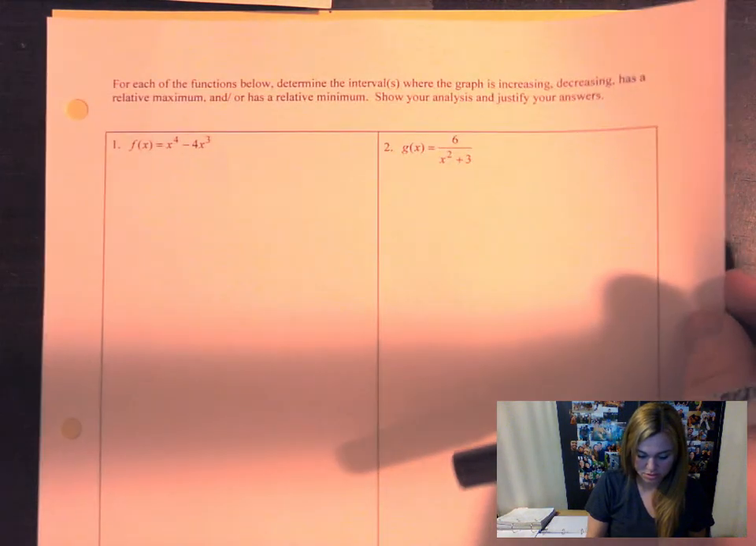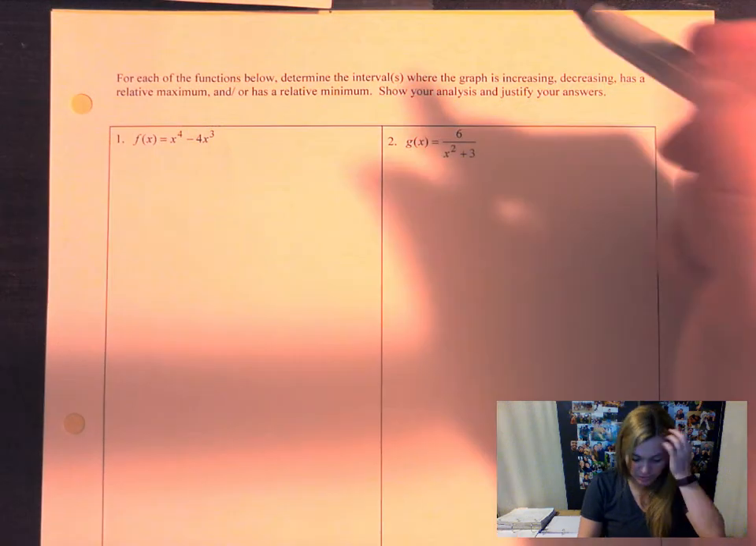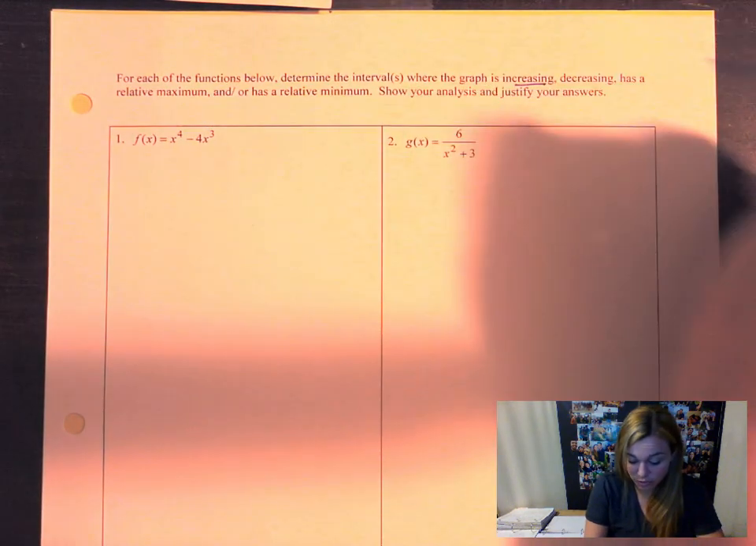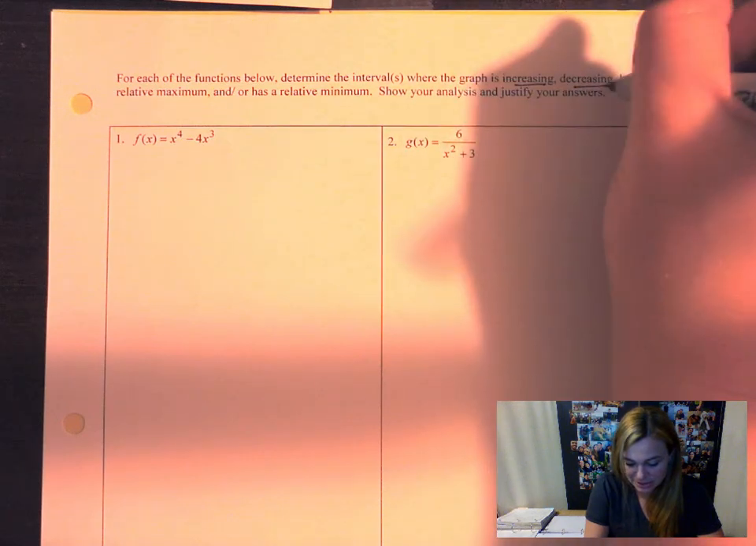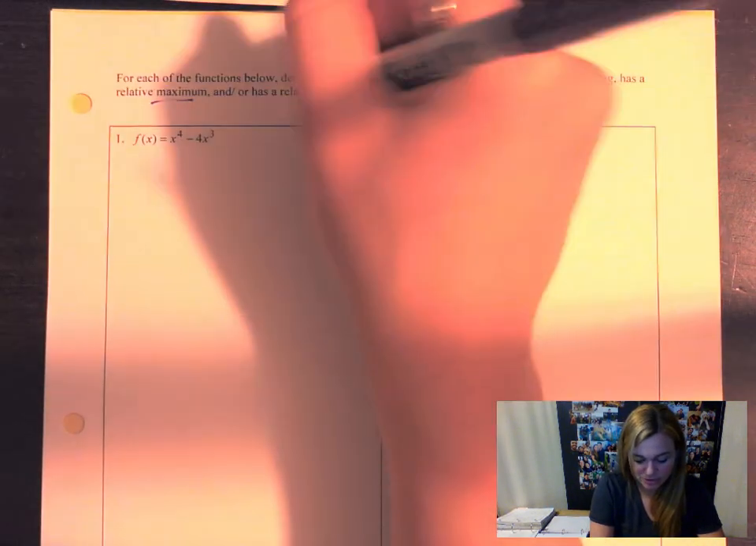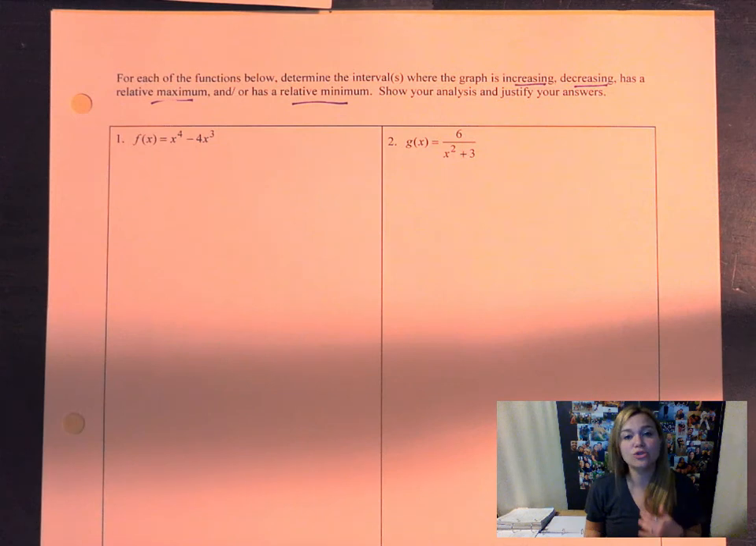How about on the next page? Again, not new. So for each of these functions below, determine the intervals where the graph of f of x in this case, or g of x in this case, is increasing, decreasing, or has a relative max or relative min. The only thing that is new from before is that you will also figure out where the derivative is equal to 0 or undefined. And before we had just done ones that were equal to 0.